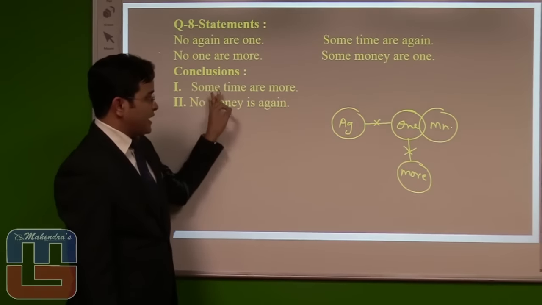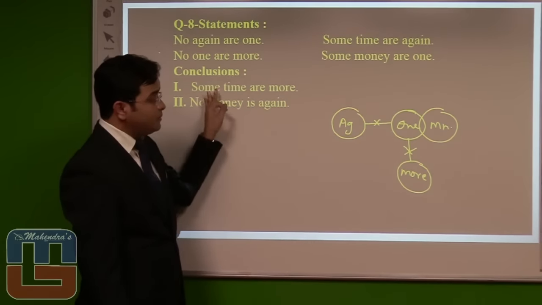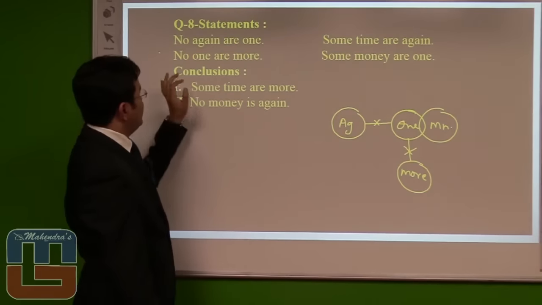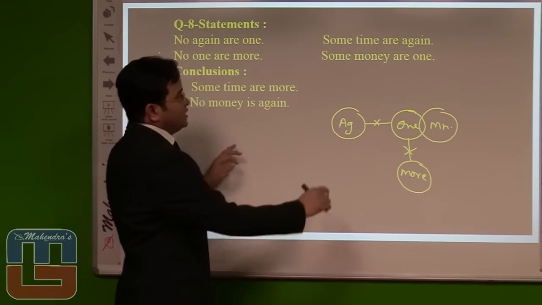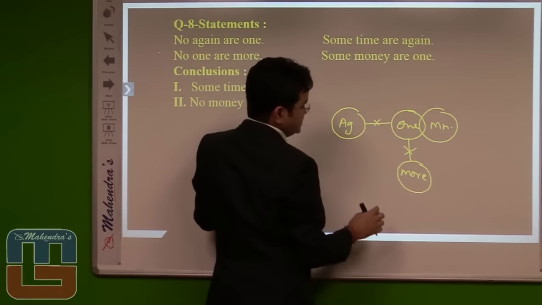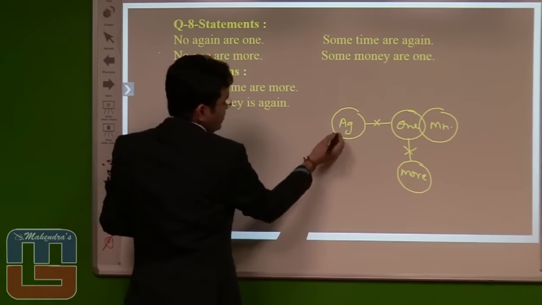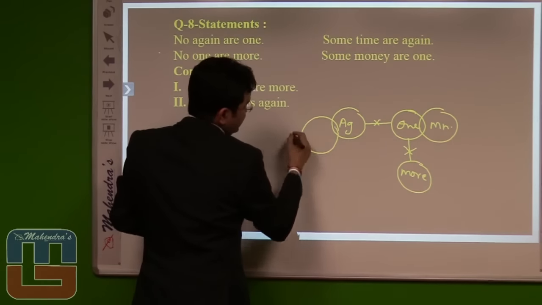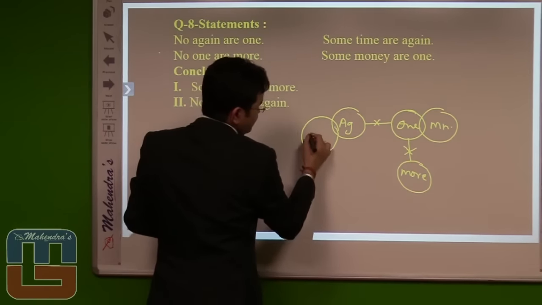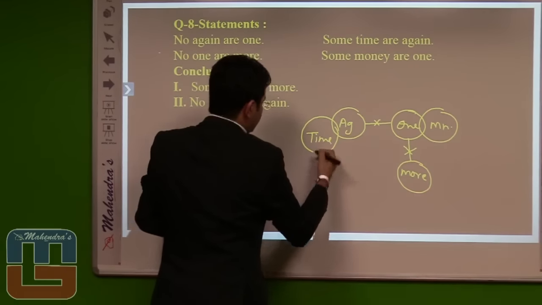First one is saying sometime are more. Whether is there any statement? Okay, sometime are again, it is written. Sometime are again. So first statement is no again are. Okay, so we are left with one statement, sometime are again. Now it is complete.